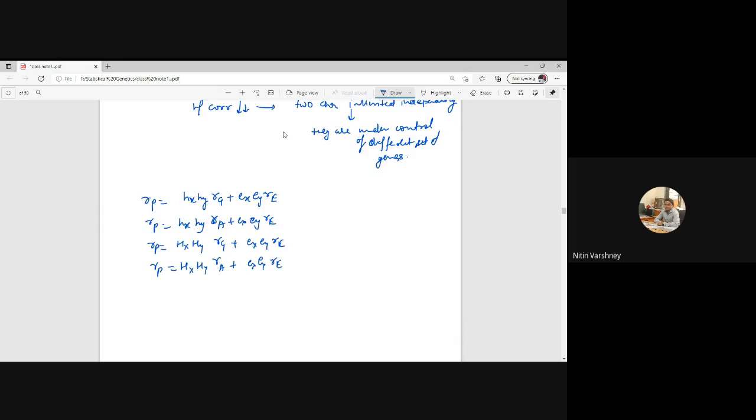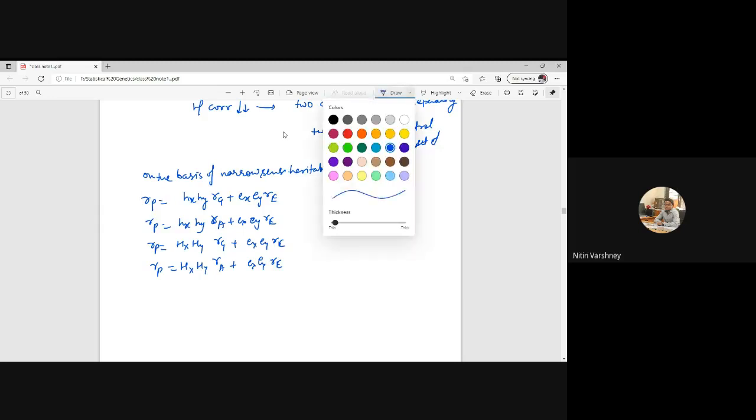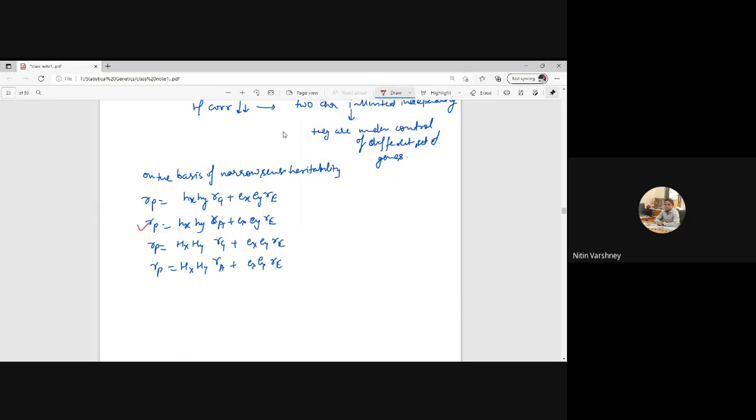So what is the genetic correlation on the basis of narrow sense heritability? On the basis of narrow sense, our correct option will be this, because this is our narrow sense heritability, and in narrow sense our additive genetic variance will become, and now this is additive genetic correlation. So this is the correct option. Okay, so this type of question may be there.